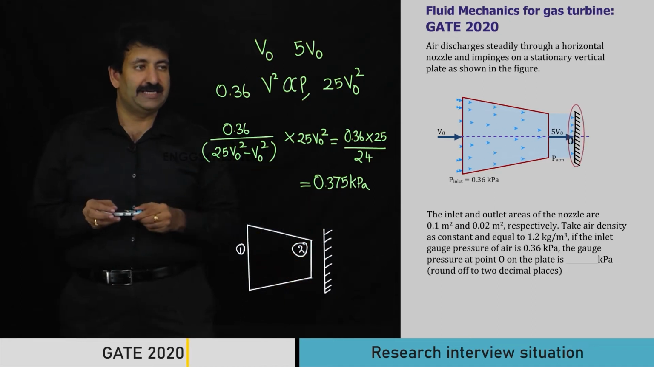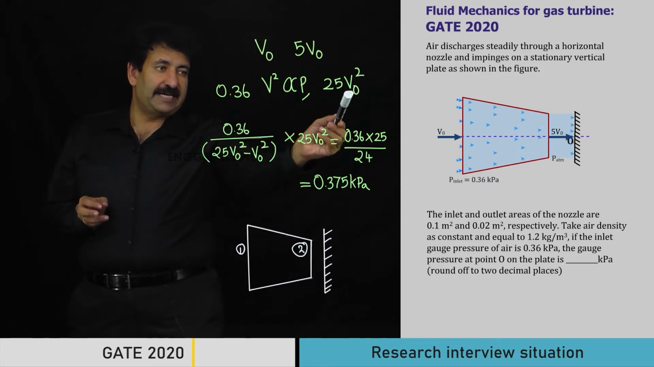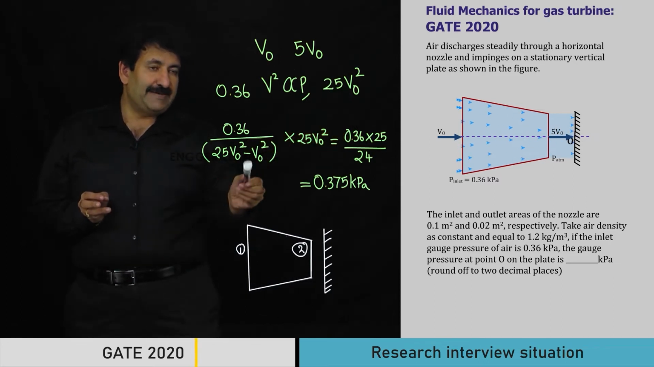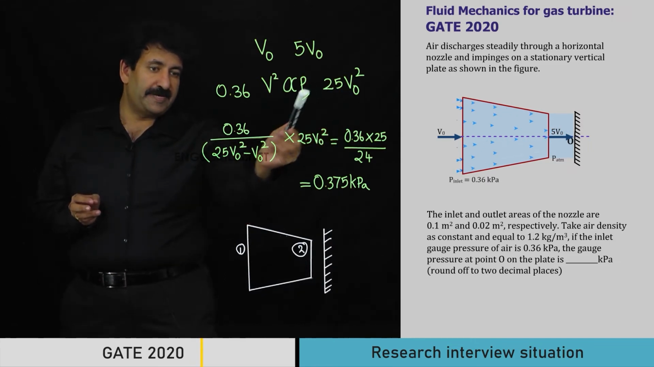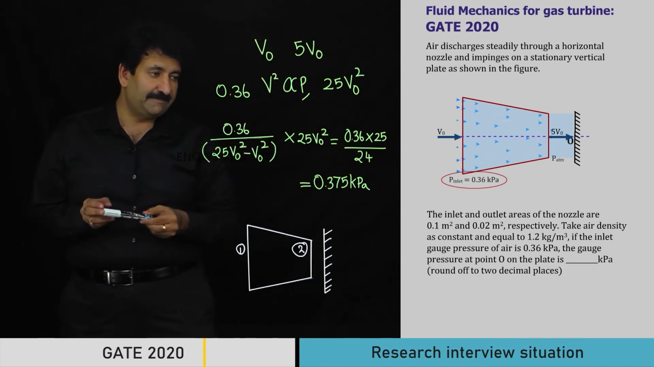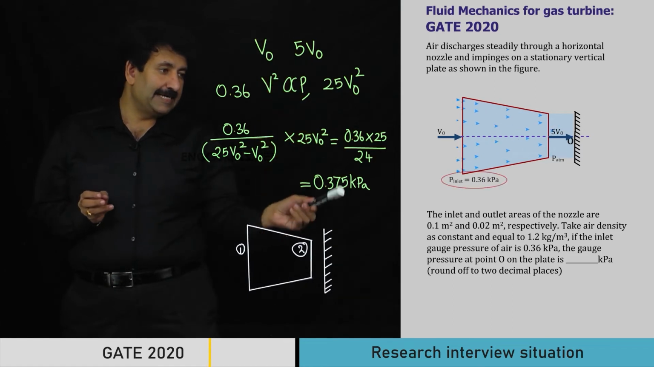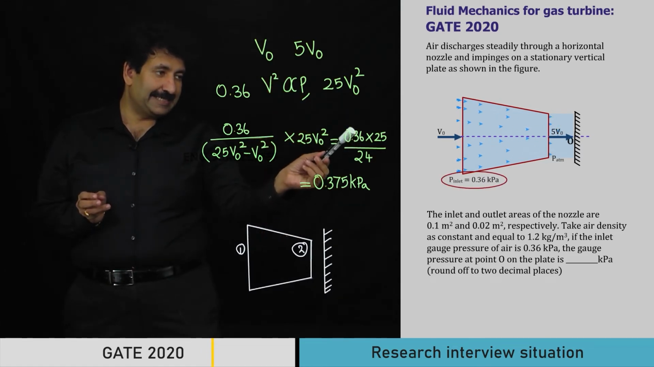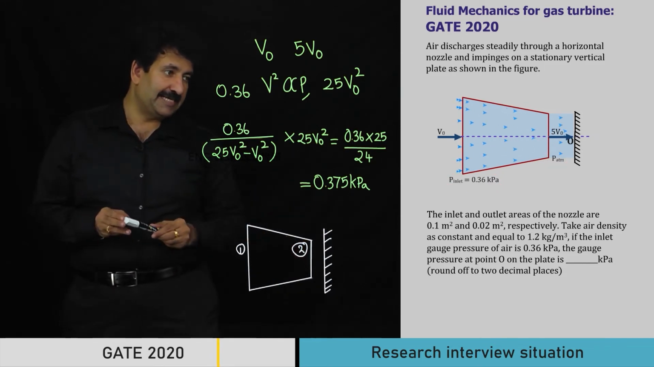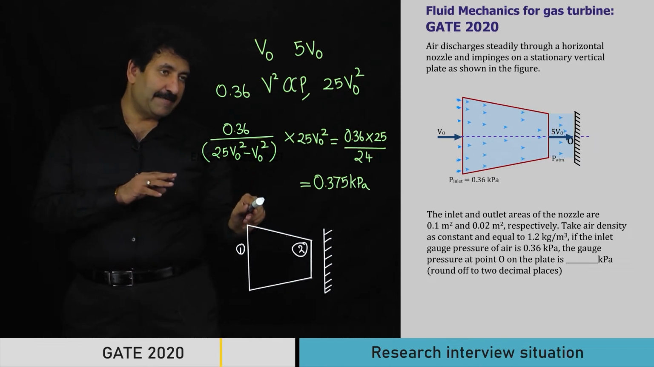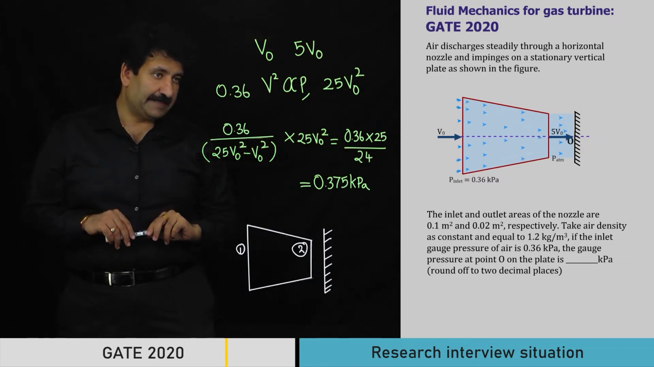So this represents the complete pressure that the static wall is going to see, because the fluid is going to impinge the static wall. Now it started with V0 but ended with 25 V0 square. So that means by conservation of energy, 24 V0 square should be equal to 0.36 kilopascal, which is the pressure to begin with, because it was V0 and 0.36 kilopascal, that is the gauge pressure to begin with. Now since it is expanded to atmospheric pressure, all the static head is converted into dynamic head, and it is 25 times the initial velocity square.